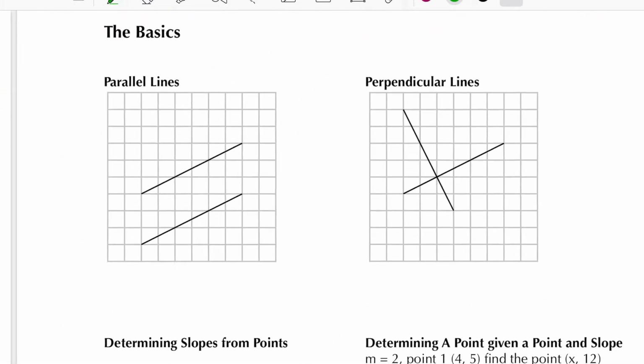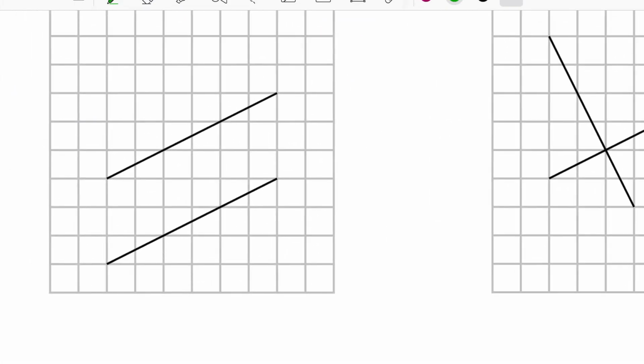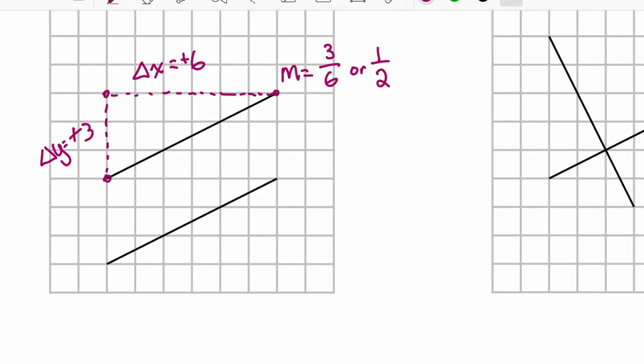All right, let's take a look at the slope of parallel lines. Let's calculate the slope of these two lines. Well, our first line, we look at our change in y, or a rise, over our run, change in x. It is plus 3 is our delta y, and our change in x is 1, 2, 3, 4, 5, 6. So our slope for this line is equal to 3 over 6, or 1 over 2.